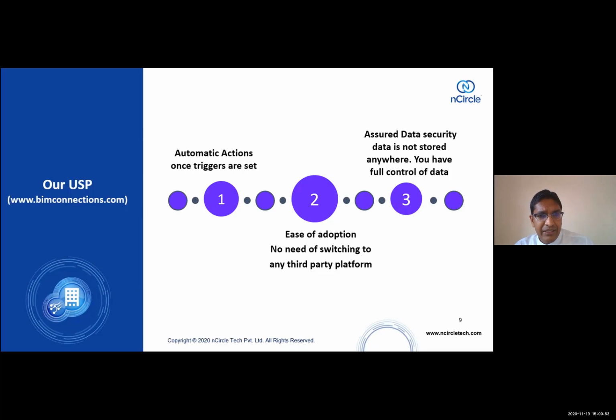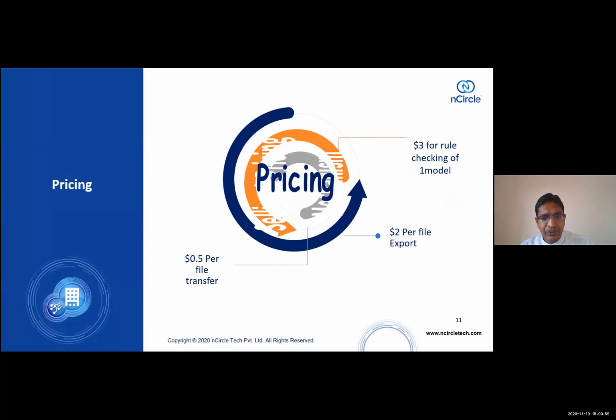Now, let's look at how this is all priced. So we have a simple pricing structure: $0.5 US dollars per file transfer. Now, when it comes to doing additional things more than just file transfer, like model rule checking or export to PDF files, we are doing a lot more heavy lifting and processing. So it is $2 per PDF export and $3 per model rule checking.